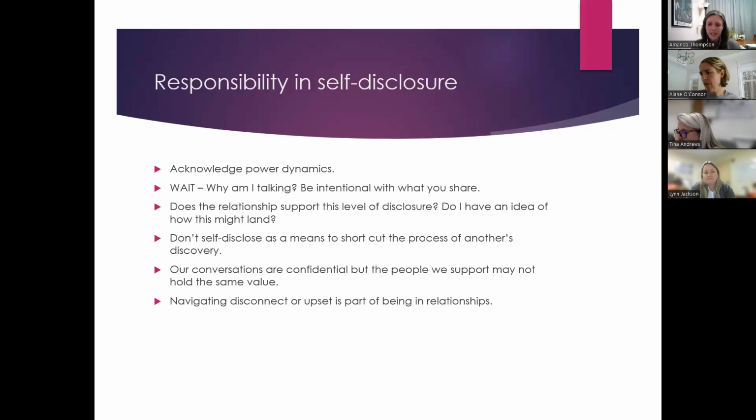I really love this acronym of WAIT. Why am I talking? Being intentional with what you're sharing, making sure that you're leaving a lot of space for listening and that feels balanced for both people. And also to ask yourself, does the relationship that I have with this person support this level of self-disclosure? Do I have an idea of how this is going to land? You want to be careful about sharing lots of pieces of your experience with somebody that you haven't met.